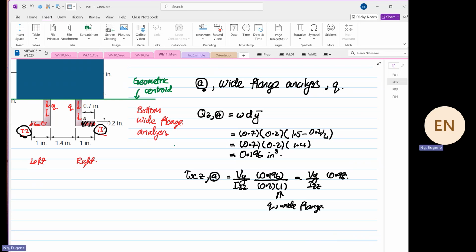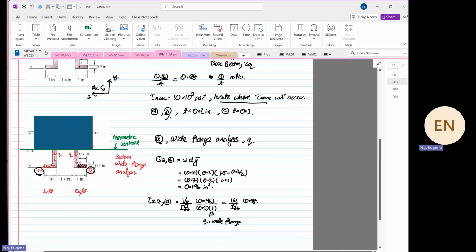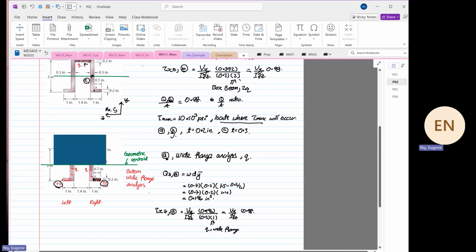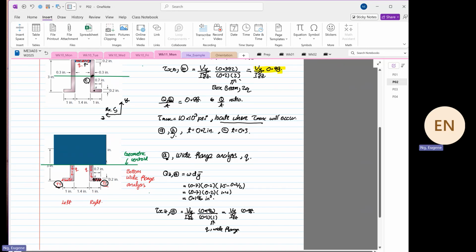So from here, we realize this number seems familiar, yes or no, right? Because if we go further up, earlier, at point B, you got 0.98 over Izz, right, Vy. And down here, we have the same thing. So the shear stress at point A and point B happen to be the what? Happen to be the same, right?